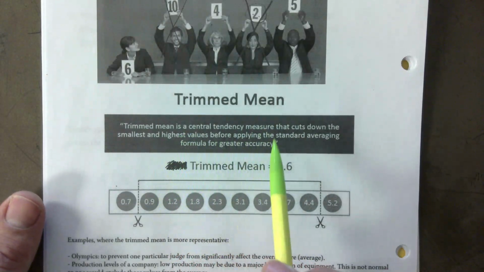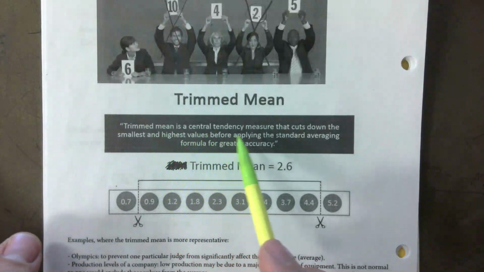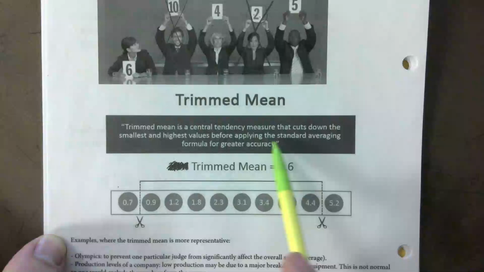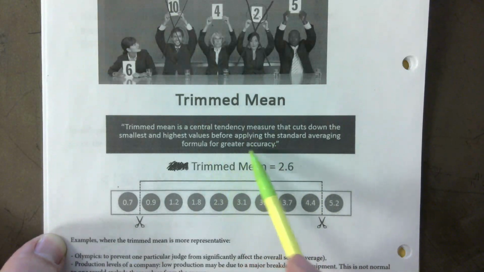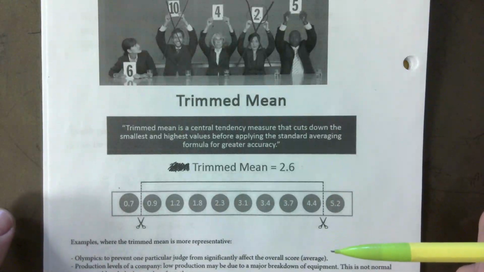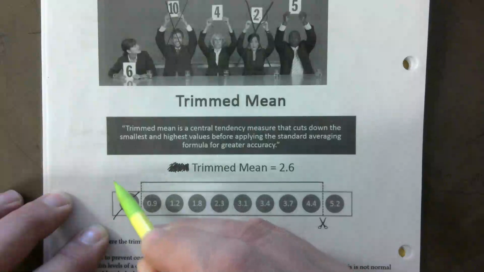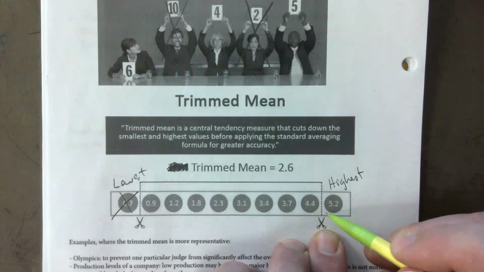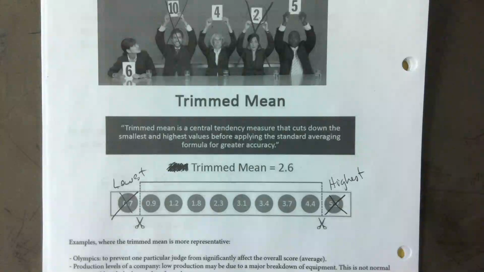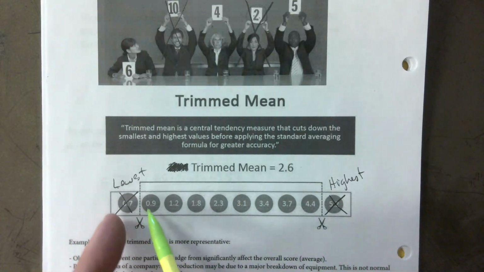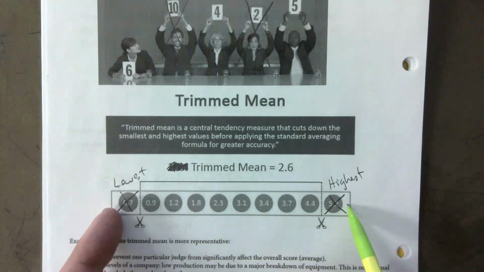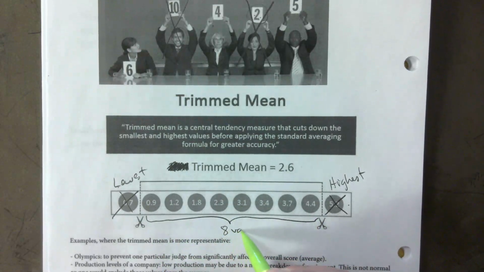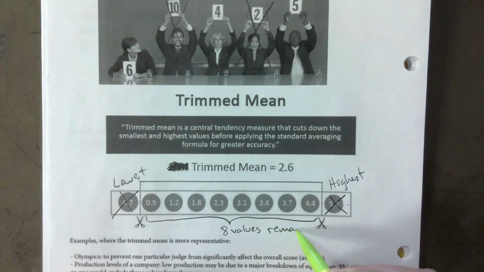And I have a lot of definitions here. They're always saying the same thing. Trimmed mean is the central tendency measure that cuts down the smallest and the highest values before applying the standard averaging, for greater accuracy. And so here's the idea. This is the lowest, and the highest is omitted. So we trim that, we get rid of it, and instead of the 10 values we used to have, 2, 4, 6, 8, 10 at the beginning, we're left with 8 values. 8 values remain. That's important, make note of that.